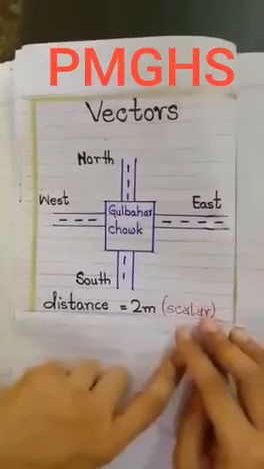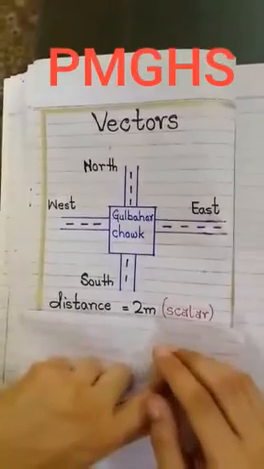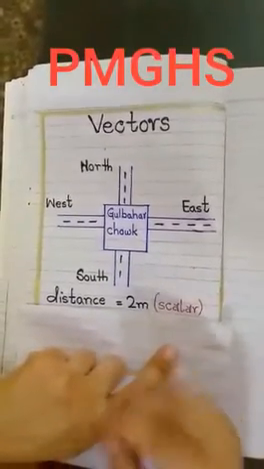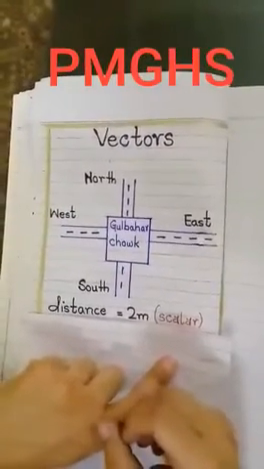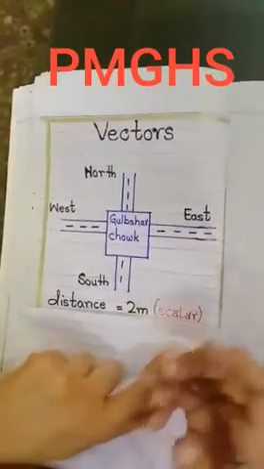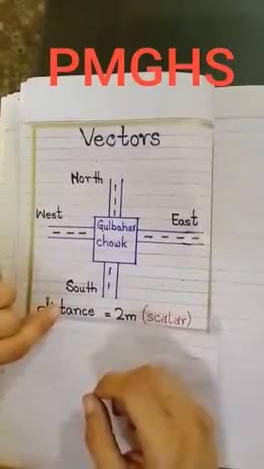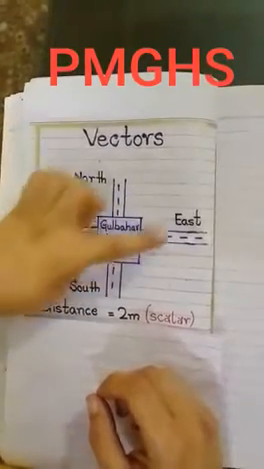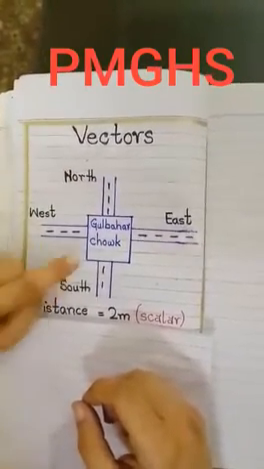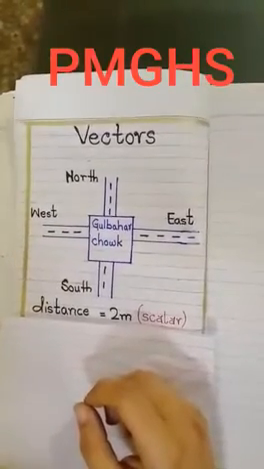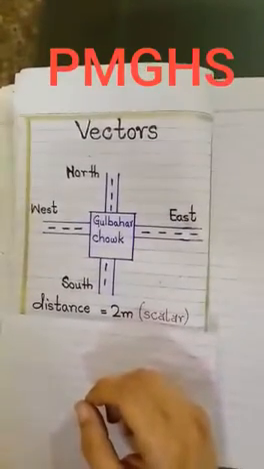Now, I explain the concept of a vector to you with the help of an example. For example, if you are invited to your friend's house, she told you that her house is 2 meters away from Gulbahar Chowk. When you reach Gulbahar Chowk, you see 4 routes. You know that her house is 2 meters away from Gulbahar Chowk, but you do not know in which direction you have to move to reach her home.